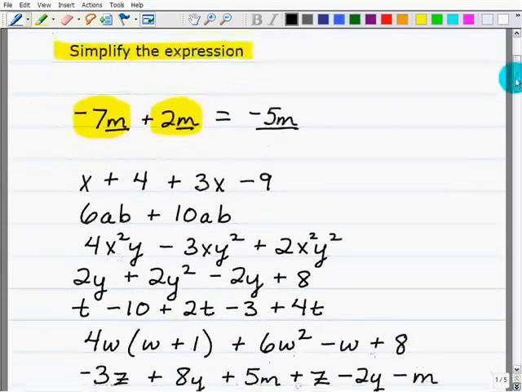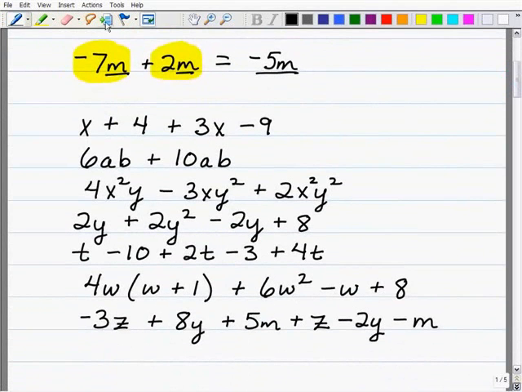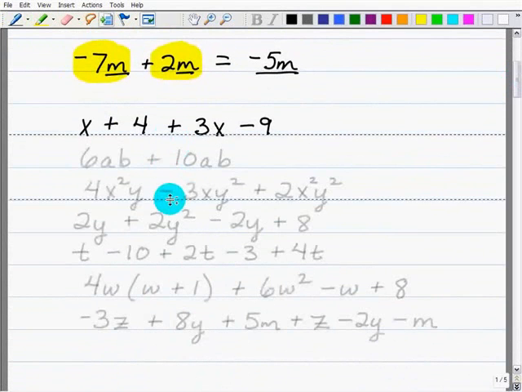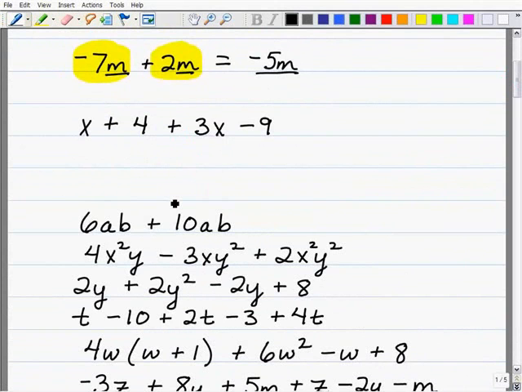So let's take a look at the next problem. And what we want to do is to identify like terms and constants. All right, so let's go ahead and see. We have an x here, a 1x. We have a 3x. So those are two terms. Now let's ask the question, are they like? In fact, they are because they're both x to the first power. So we can write 4x.